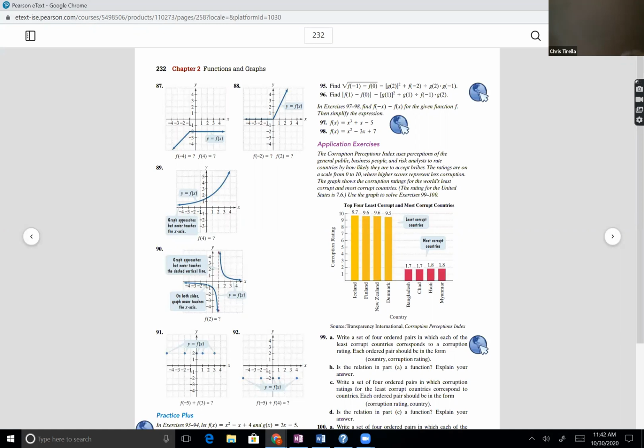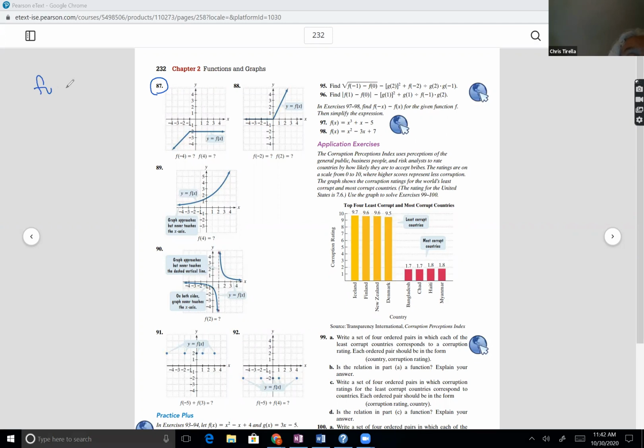Actually, let's look at these graphs here. What I want to look at is a couple of things. For each of these graphs, is it a function? The questions that are written here ask you to find a function value, but I also want to try to find the domain and range for each. So let's look first at this question, number 87.